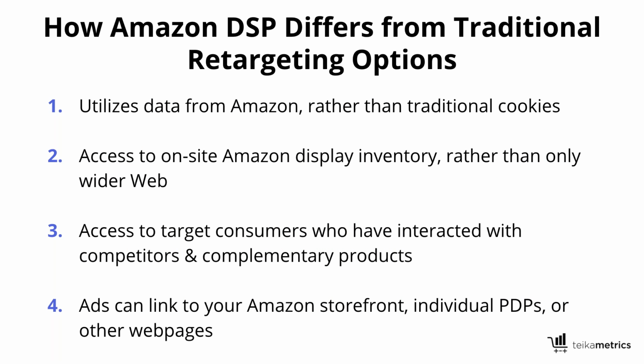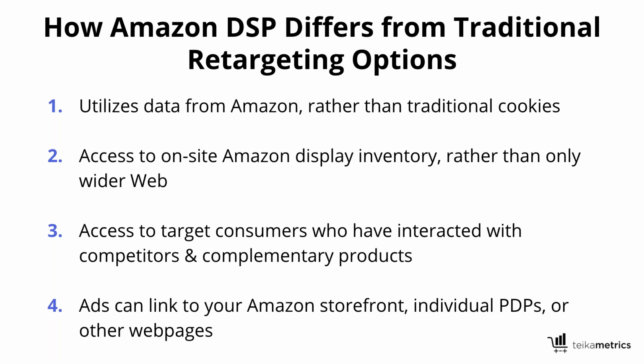So, how Amazon DSP differs from traditional retargeting options. The DSP is not unique to Amazon, right? What is unique to Amazon and the Amazon DSP is that we're able to utilize the data from Amazon rather than traditional cookies. This is going back to what I was speaking about before. We're able to tap into Amazon's first party data, one of the largest shopping engines, as you know, and use it to create our audiences, which is really the bread and butter, the cream of the crop of DSP and the success of DSP.